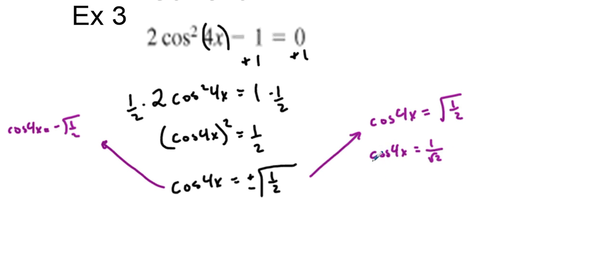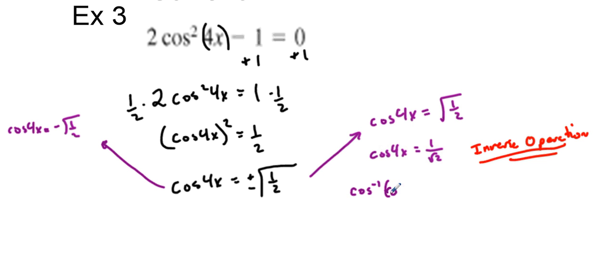But in any case, now we want to solve for 4x. So how do we get rid of cosine? We do not divide by cosine. Instead, we have to use the inverse operation. I'm just going to write that down so you remember: inverse operations. That is so important. So we're going to take the inverse cosine of both sides.